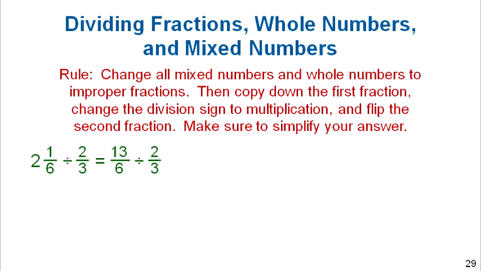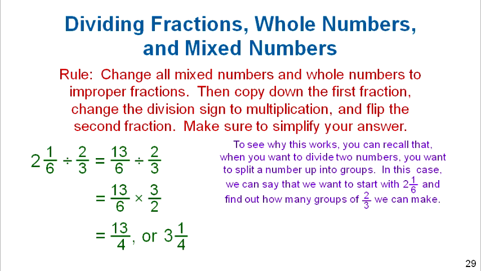Now let's look at another example that illustrates how we divide a combination of fractions, whole numbers, and mixed numbers. To divide 2 1/6 by 2/3, we must, of course, begin by changing the 2 1/6 to an improper fraction. Next, we can copy down the first fraction, change the division sign to multiplication, and flip the second fraction. And now I can use one of the methods that I discussed earlier to multiply the fractions. You should be able to see that 13/6 times 3/2 simplifies to 3 1/4.